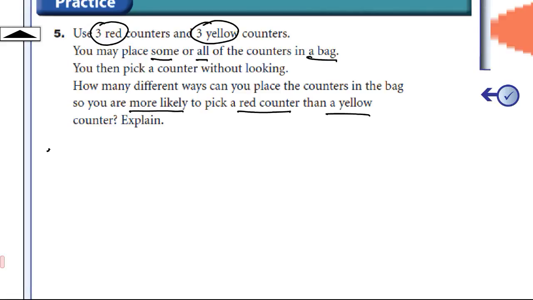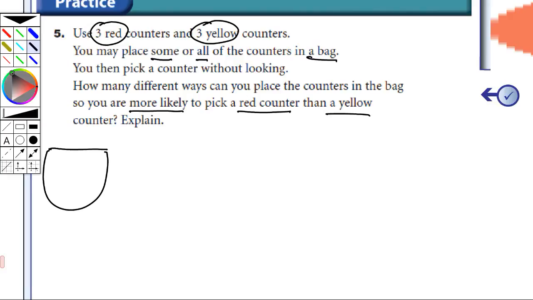If I don't even know what they're doing, I'm going to make a pretend bag, and I can actually get colors here. So I can do red, and that's not quite a nice yellow, but let's see, I have 1, 2, 3 red, and 1, 2, 3 yellow. Okay, so that's one way that I could put it in. Now the question was, how many different ways can you place the counters in the bag so you're more likely to pick red than yellow? In this case, I'm just as equally likely to pick red as yellow because there are 3 and 3. So this is clearly not going to work.